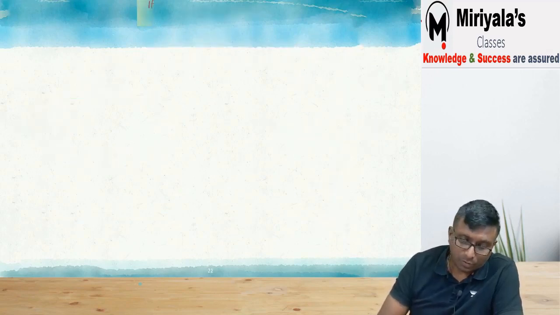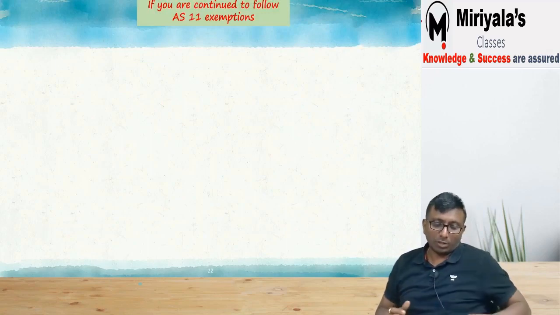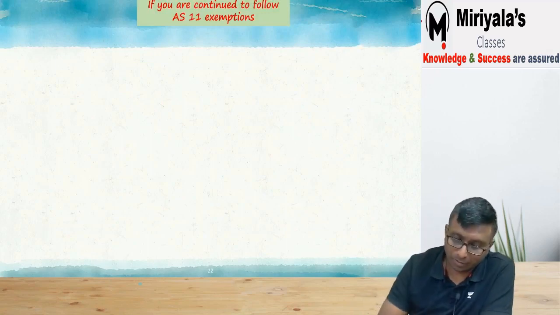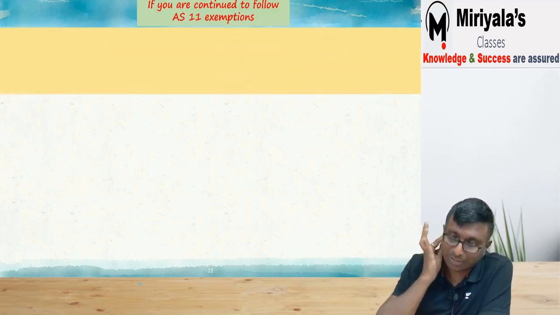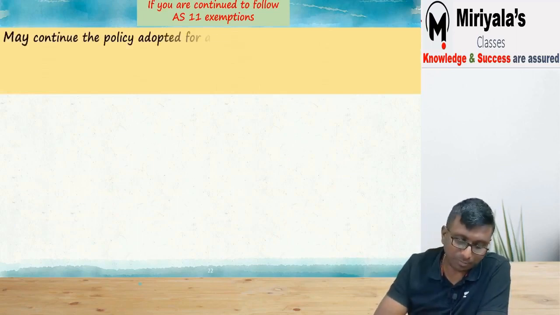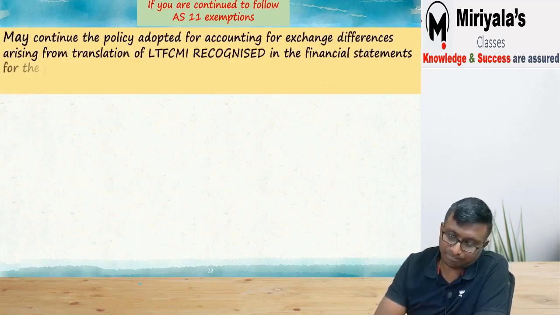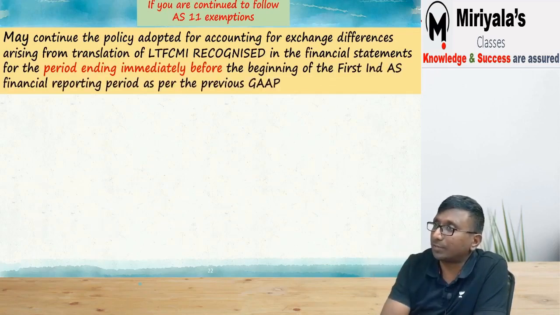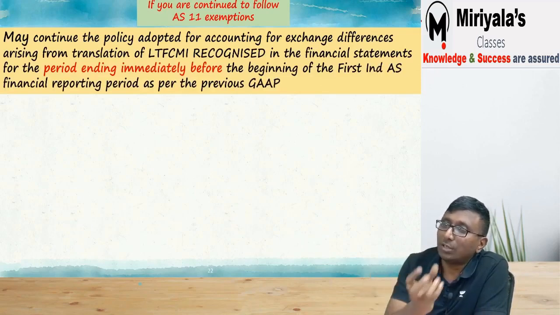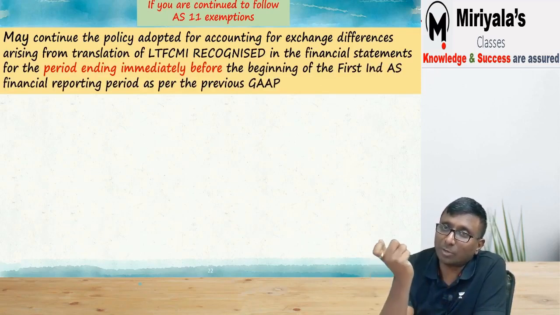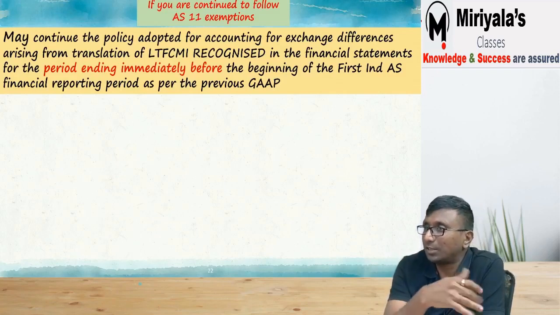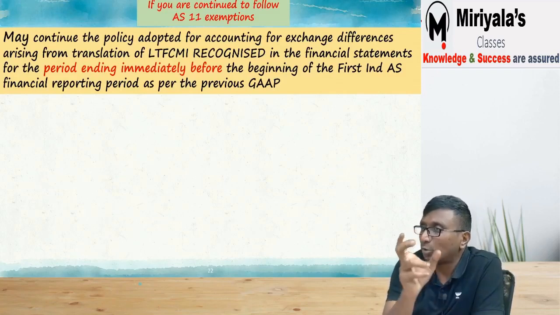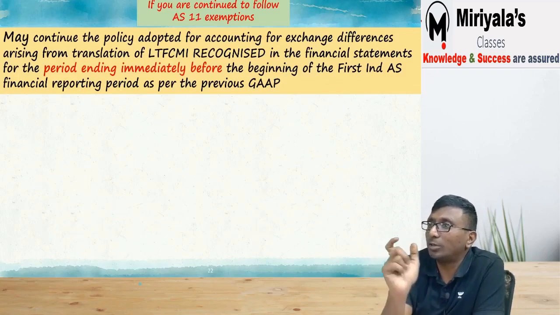Yes, my dear. So now the question: if you continue to follow exemptions, accounting standard 11 exemptions. This is the line which is given in the standard. That is what I told you simply. For those long-term foreign currency monetary items which are existing in the beginning of the year, that is last year में क्या है, those items को you can continue to follow.